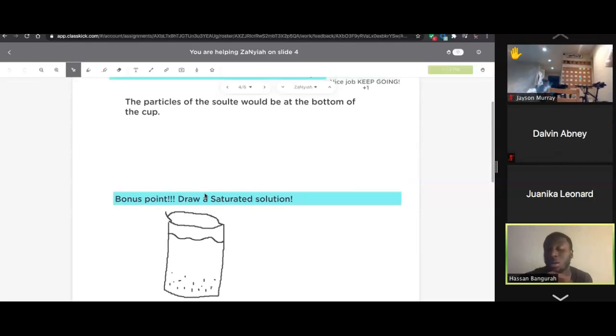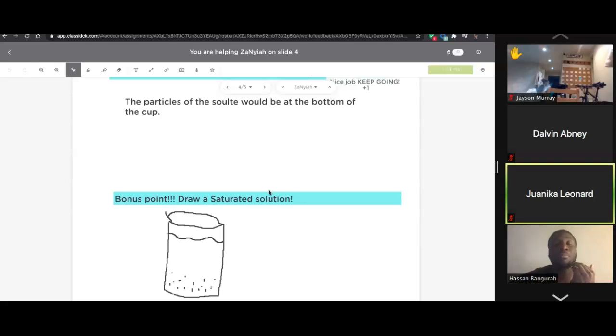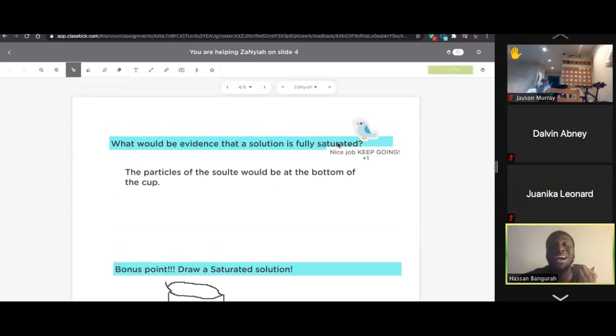Y'all, I know that y'all are not Picasso. I'm not Picasso neither. But some of the drawings I'm seeing, I don't really understand what I'm looking at, okay? So to make your drawing better, this is how you show evidence that a solution is saturated. There has to be particles at the bottom of the cup, okay? So if you are still on slide number 4, please go back and fix slide number 4 before you move on.